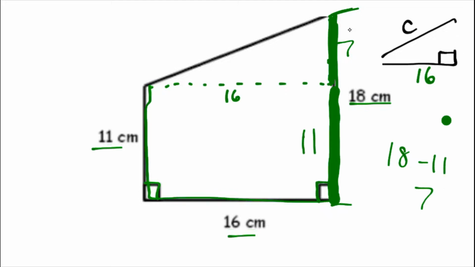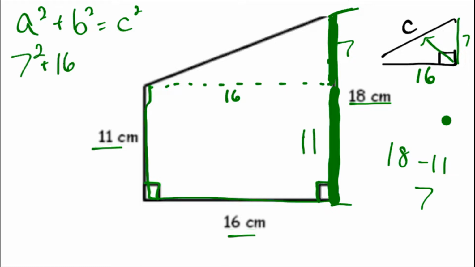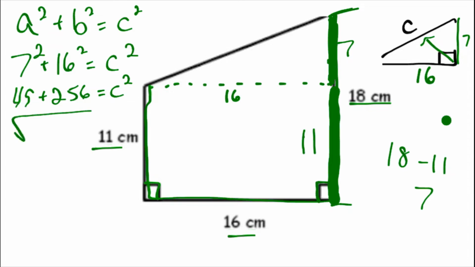So now I'm going to redraw that. That part is 7. Now I'm going to use Pythagorean theorem to find that missing side. I'm going to use a squared plus b squared equals c squared. I have my two short sides. I'm missing that c. So I have 7 squared plus 16 squared equals some c squared that I'm about to find. That's 49 plus 256 equals c squared. Then you add those together and take the square root of that number.